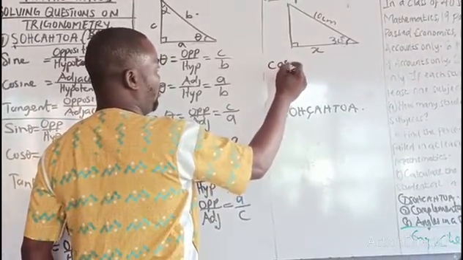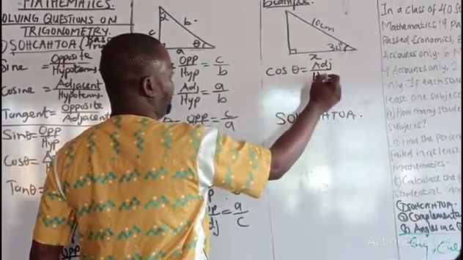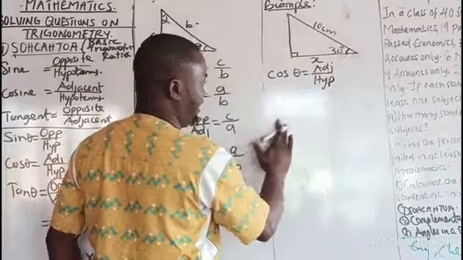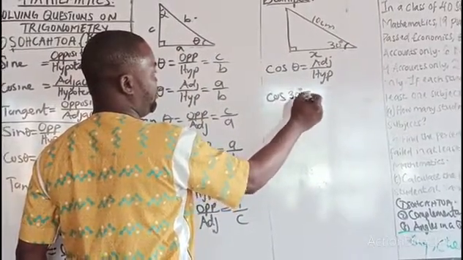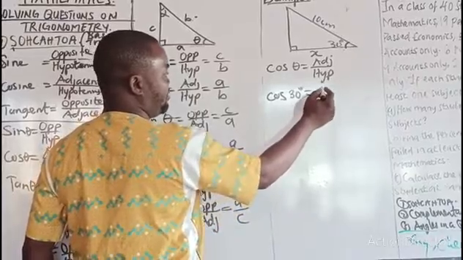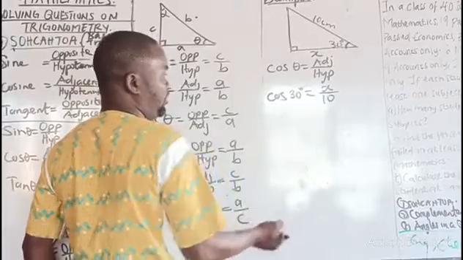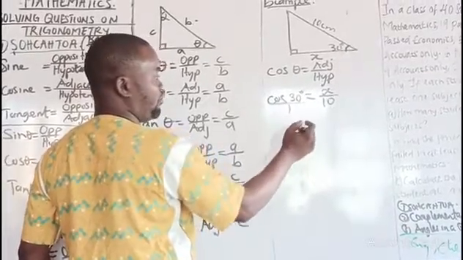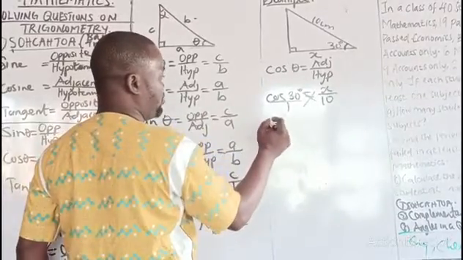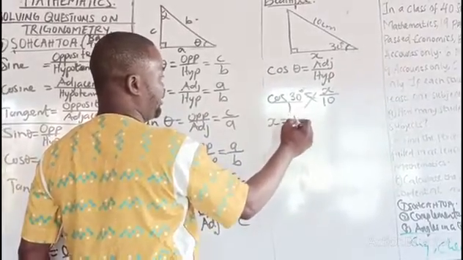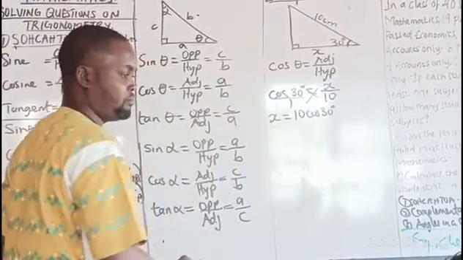So we say cos theta equals adjacent over hypotenuse. Do you understand? So we now say cos 30 degrees equals to what? The adjacent, X, over 10. Then what do we do? Cross multiply. X times 1 is X, so X equals 10 times cos 30 degrees.